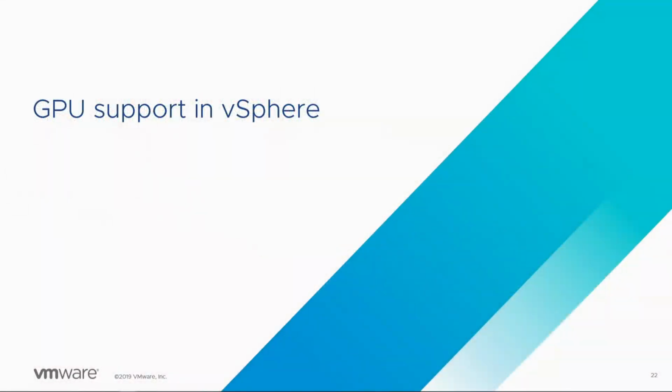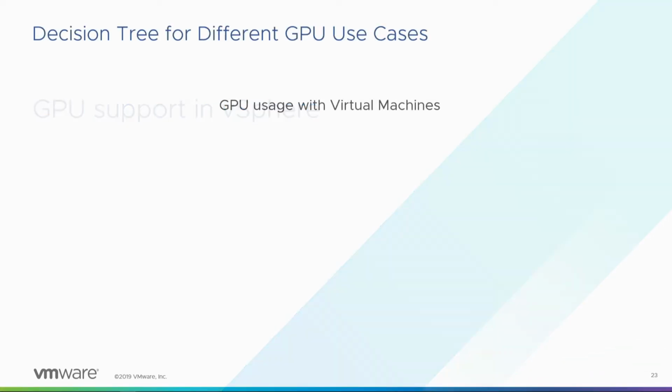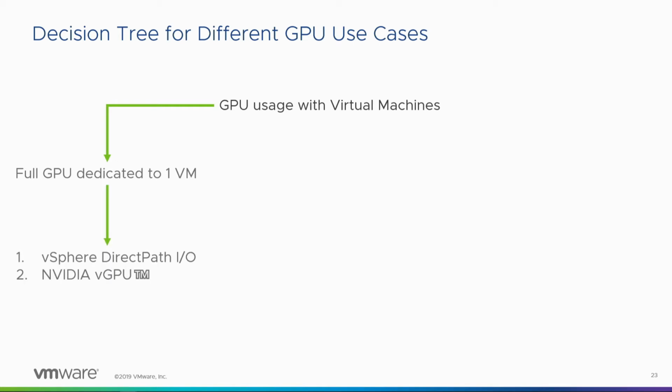So let's dig a little bit deeper into exactly that. How we support GPUs with vSphere. How do you expose those capabilities to workloads? Now we have multiple options here. So whenever you need to have a full GPU dedicated to one virtual machine, to one workload, we can do that. And we can do that with DirectPath I/O or with NVIDIA vGPU.